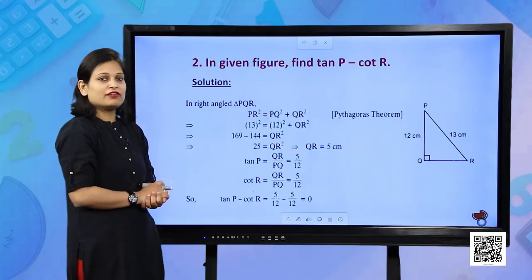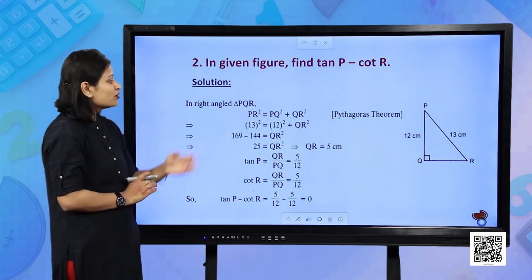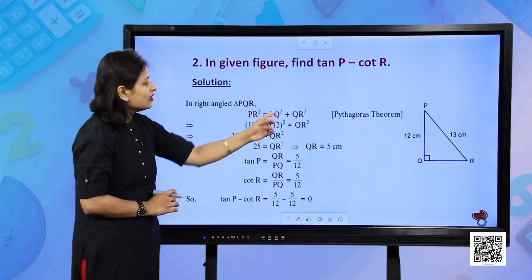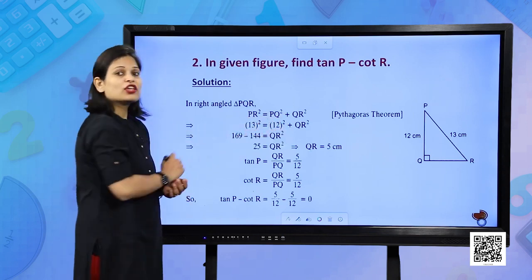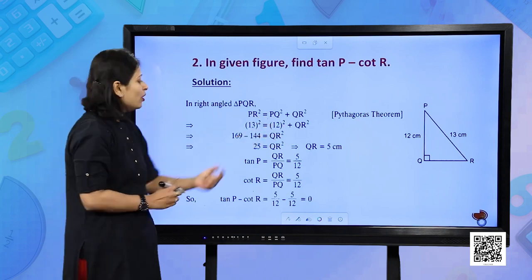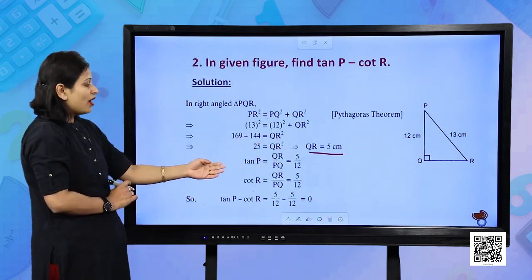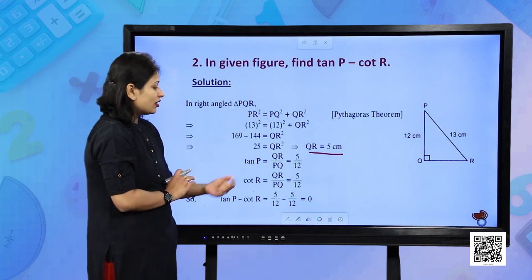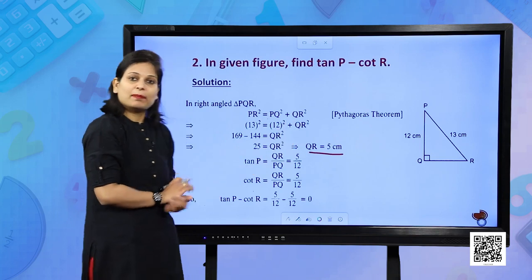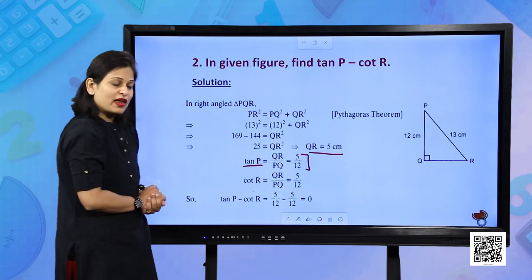So basically we are given two sides of a triangle, we need to calculate the third one. For this we have to apply Pythagoras theorem, which is PR square is equal to PQ square plus QR square. When you substitute the values of PR and PQ, you will get the value of QR as 5 centimeter. Now as you know, tan P is what? QR upon PQ. QR is base and PQ is the perpendicular. So you will get tan P as 5 by 12.